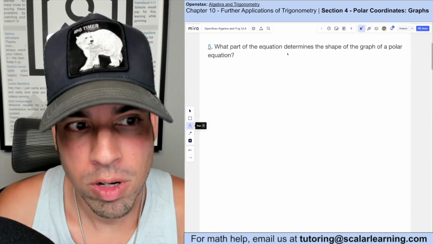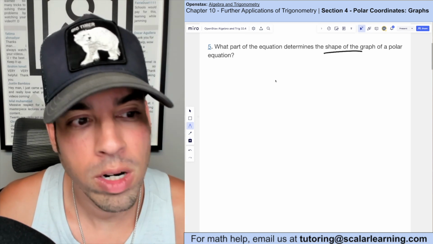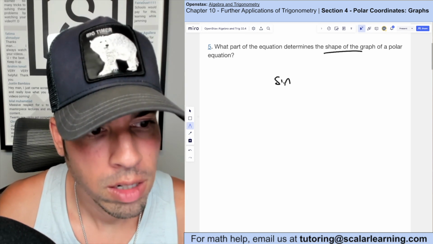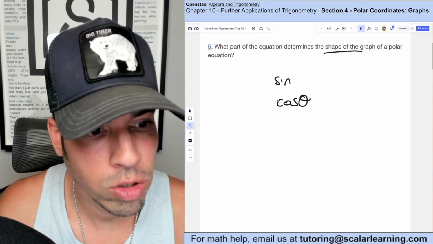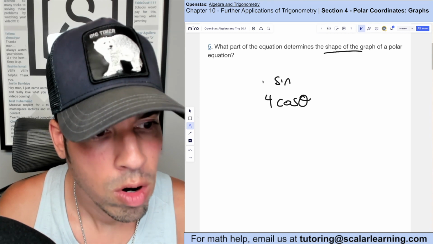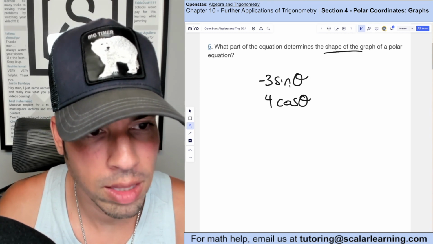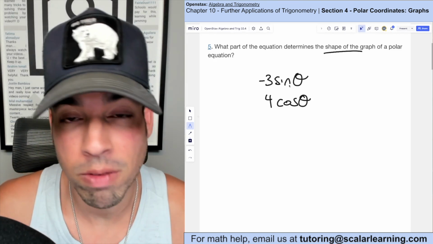Done. What part of the equation determines the shape of the graph of a polar equation? So what it depends on is whether or not sine or cosine as a trig function is being used. And then it also depends on the constant that's in front, right? Whether it's 4 or -3 or something like that. So those are the different components that can affect the shape of a polar graph.